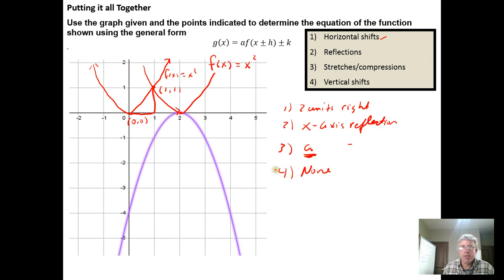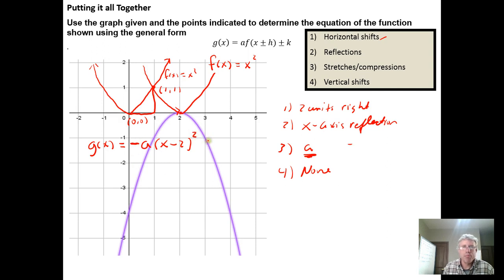And now we can come up with our equation. I can say, hey, I have a new equation, g of x, that was built from the squaring function. If you're uncertain about the stretch, just represent it with an a. The negative for the x-axis reflection times the squaring function. To get it to move 2 units to the right, we have to subtract 2 from the input variable. And it's the squaring function.